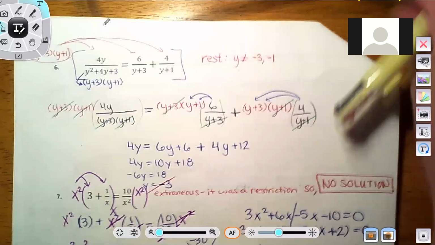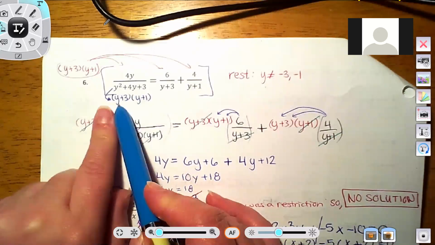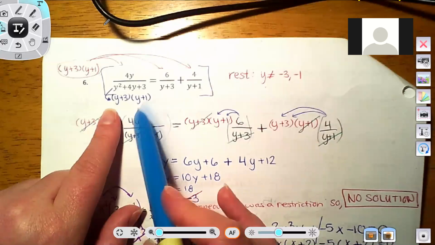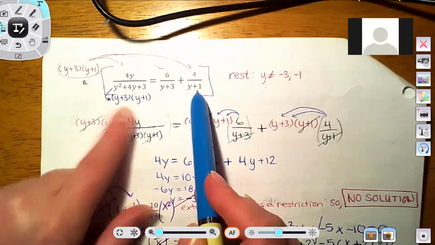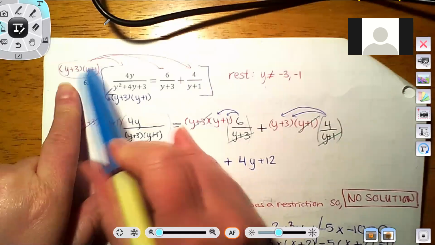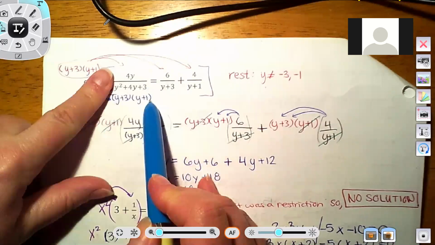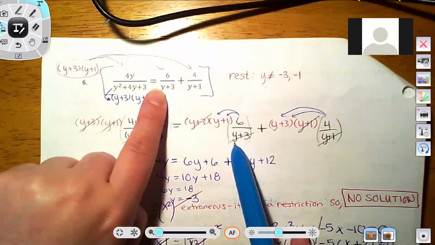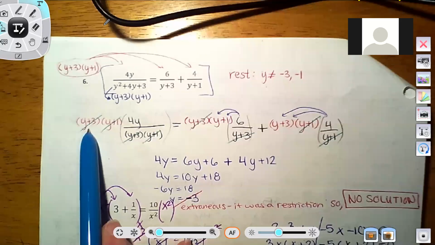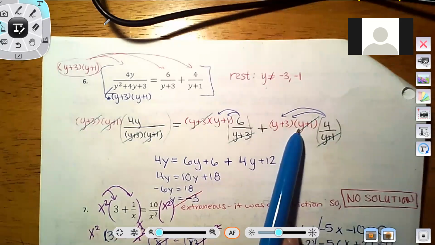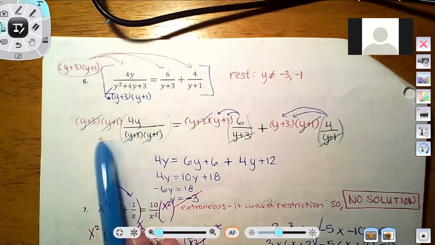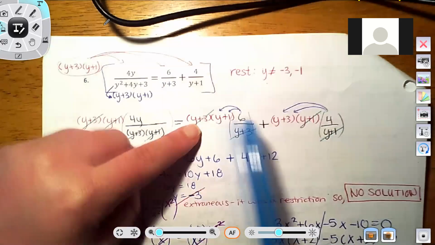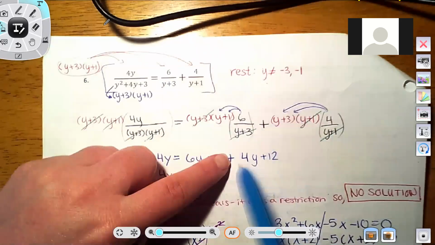Now on this, when I factor the bottom, I have y plus 3 and y plus 1. So my lowest common denominator would be y plus 3 and y plus 1. When I distribute that to each of these, they cross cancel, leaving me with 4y. The y plus 3s will cancel for this one, and the y plus 1 for this. I multiply my LCD to each term. So I'm left with 4y here, 6y plus 6 when I distribute, and 4y plus 12 when I distribute.